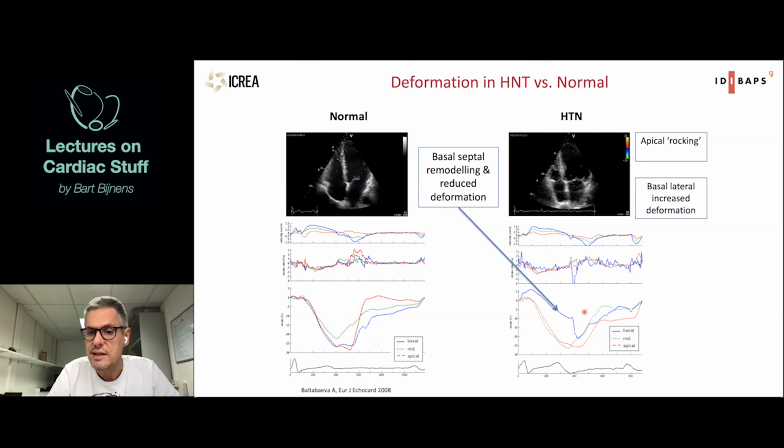And then you start to get segment interaction at the moment that the pressure drops. While in normal hearts, everything is very, very homogeneous. So this is important to know: if it's normal, we know deformation is homogeneous throughout the walls, and this is kind of universal.